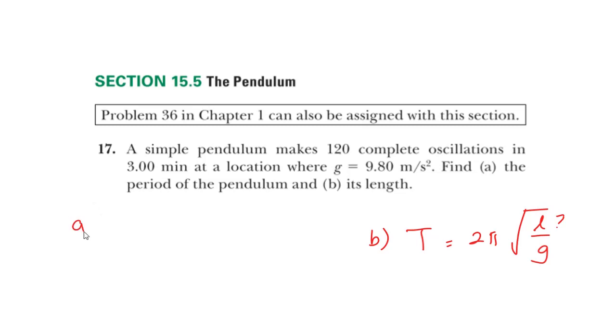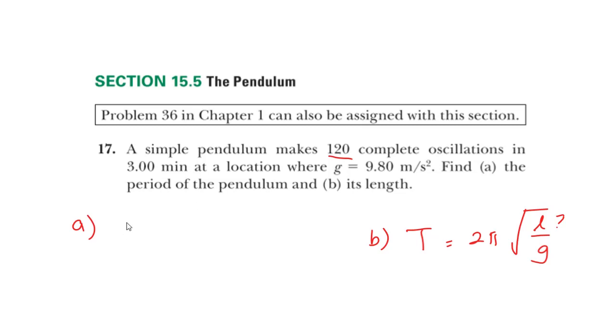To get the period, it should come from this 120. So go back and recall what a period is. Period is time. Time for what? Time for one oscillation. However, given in this question is the number of oscillations, which is 120.